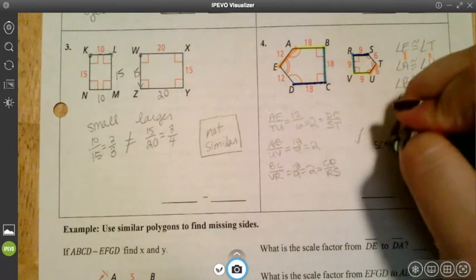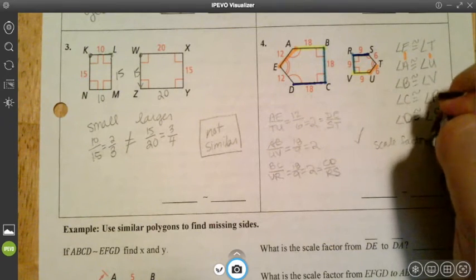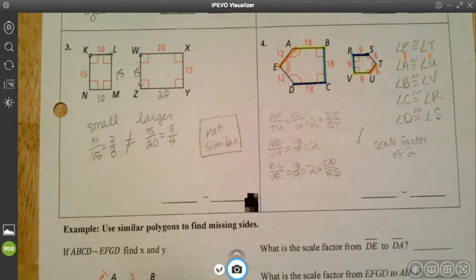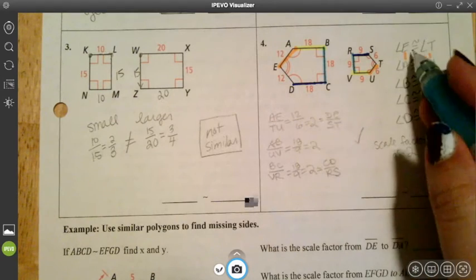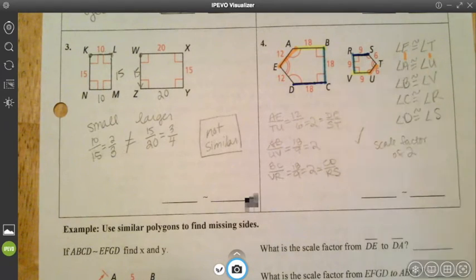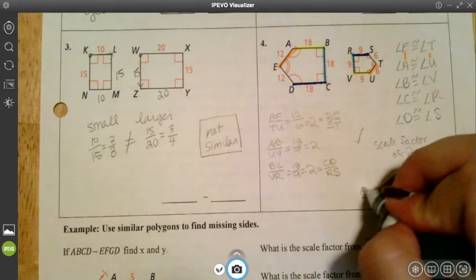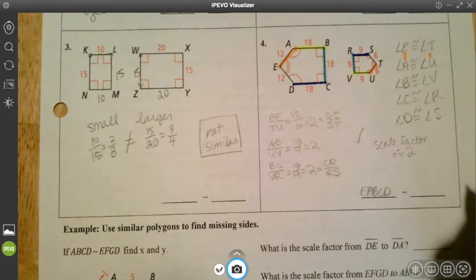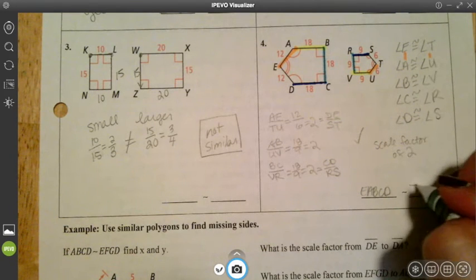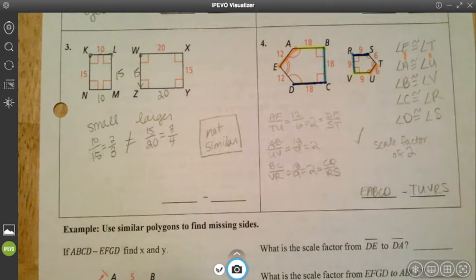We can say the scale factor is 2. And we can say, again, I'm going to just name them in the same order that I listed those angles. EABCD is similar to TUVRS.